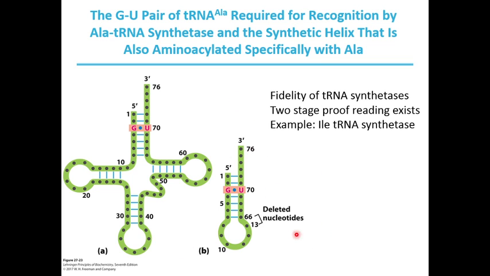was shown to be selectively aminoacylated with alanine. Now, this particular experiment using this short oligonucleotide confirmed the fact that the GU base pair is the only structural element in the tRNA that is required for alanine tRNA synthetase to recognize this tRNA. So the fidelity of tRNA synthetases usually involves two-stage proofreading. In addition to recognizing the tRNA, the synthetase also has to recognize the correct amino acid. For example, isoleucine tRNA synthetase differentiates between isoleucine and leucine.